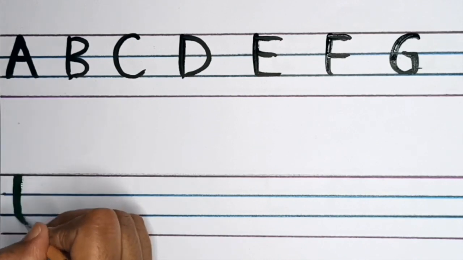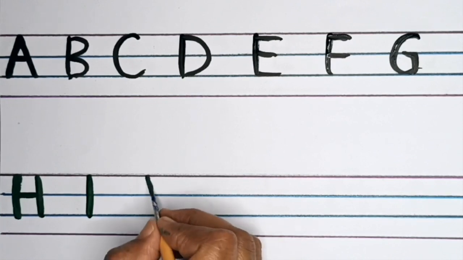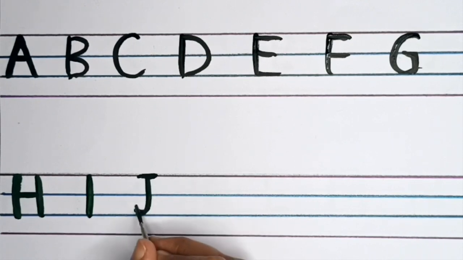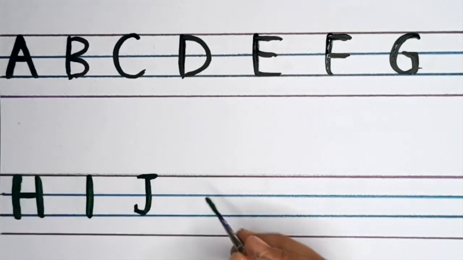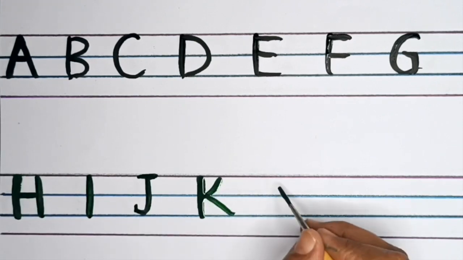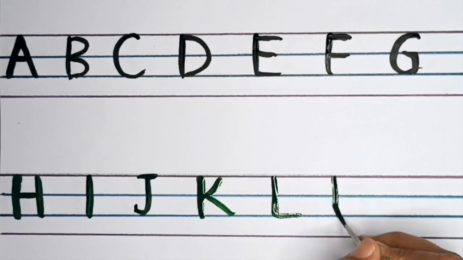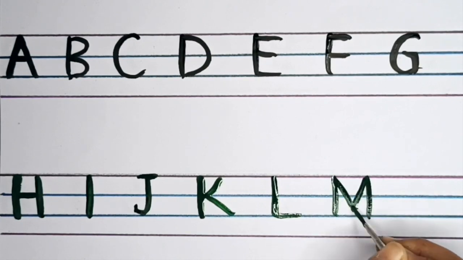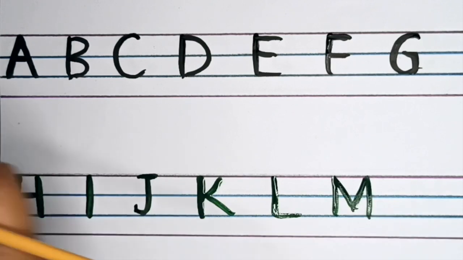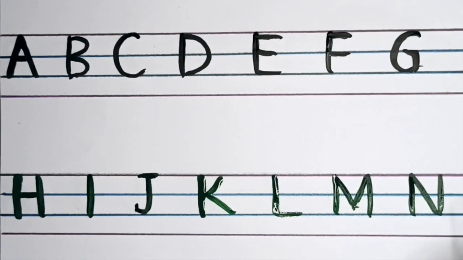H, H for hen. I, I for ice cream. J, J for jug. K, K for kite. L, L for lion. M, M for monkey. N, N for nest.